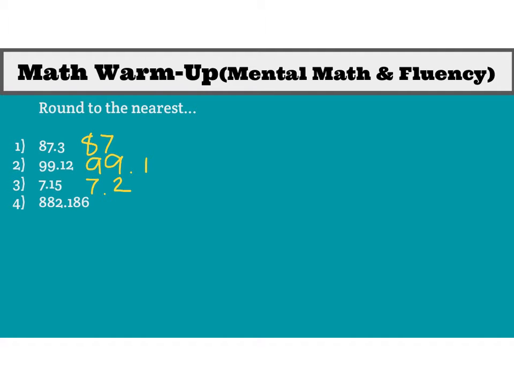For our last one, number 4, I'd like you to take that decimal and round to the nearest hundredth. Go ahead and pause your video and do that now, please. When we round 882 186 thousandths to the nearest hundredth, it would be 882 19 hundredths. How'd you do?